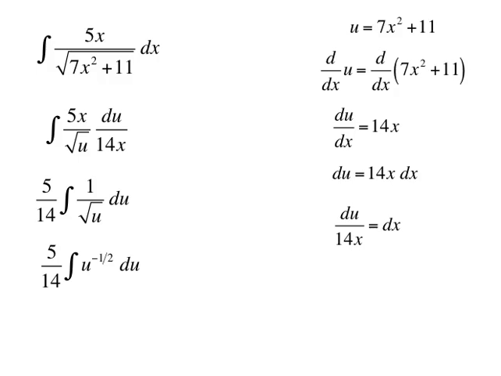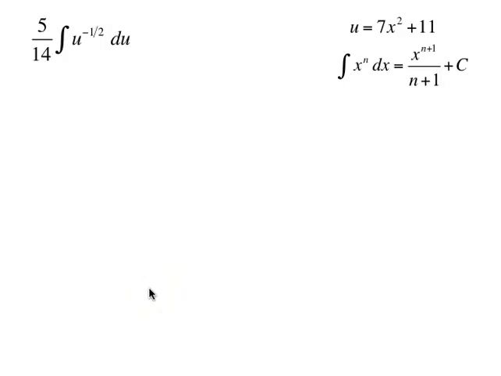And now we have to use our power rule again. x to the n plus 1 over n plus 1. Negative 1/2 plus 1 is 1/2. So 5/14 u to the 1/2 over 1/2. Using our power rule again, integral of x to the n dx, x to the n plus 1 over n plus 1, negative 1/2 plus 1 is 1/2, u to the 1/2 over 1/2.